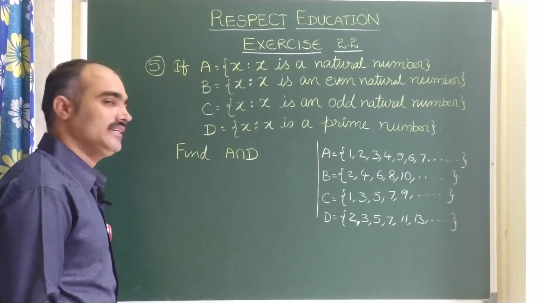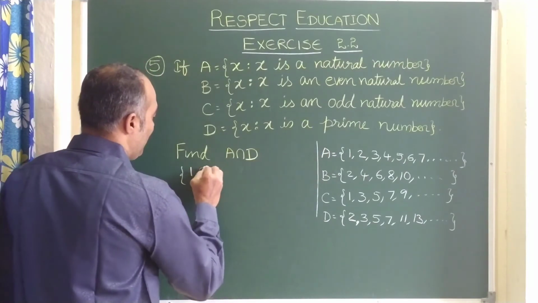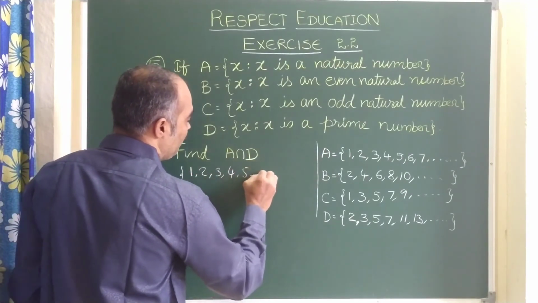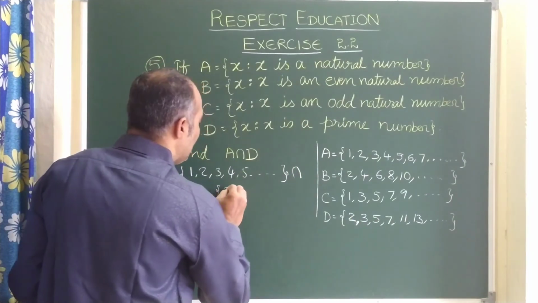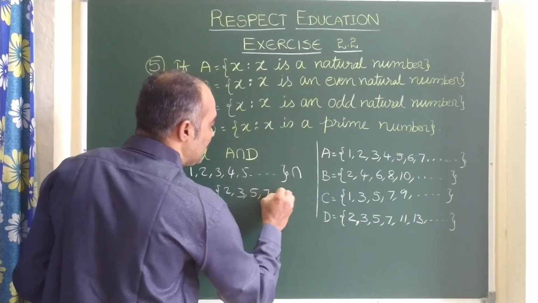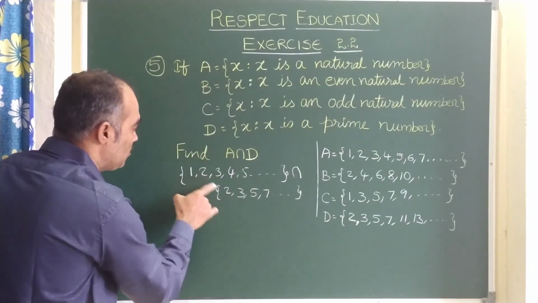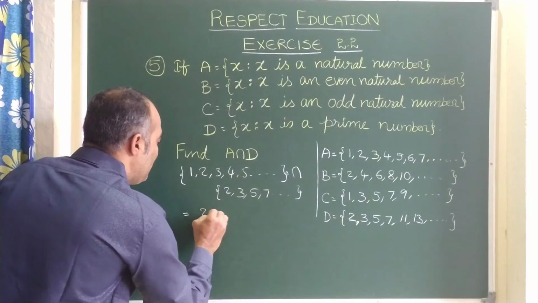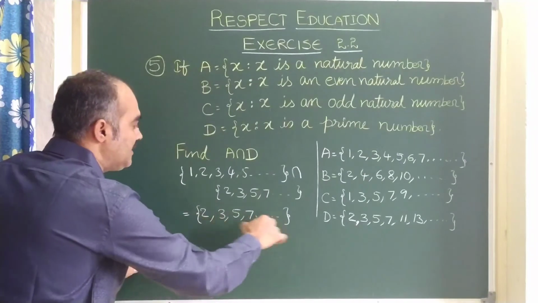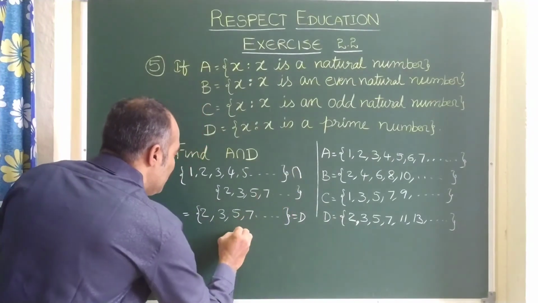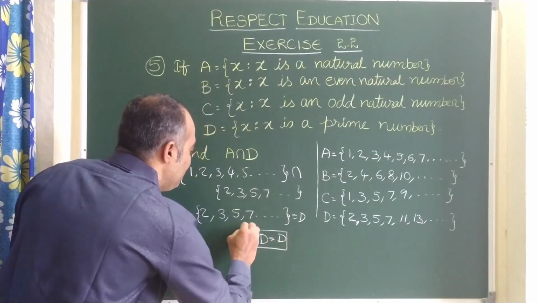Now the next one, A intersection D. As usual, first we write A: 1, 2, 3, 4, 5, 6, 7, and so on. Intersection D. D is here 2, 3, 5, 7, and so on. So let us take their intersection. You see the common elements, children, here 2, 3, 5, 7. These are the common, 2, 3, 5, 7, and so on. This set is nothing but D. So when you find A intersection D, the answer is D.